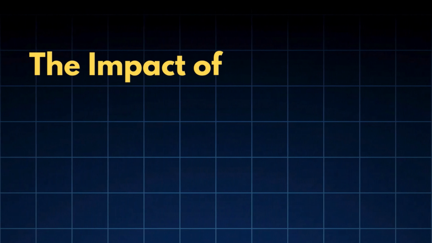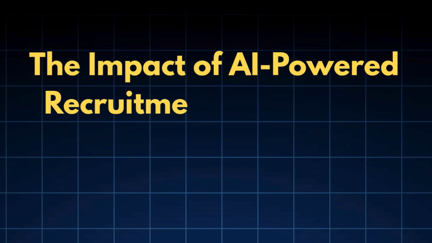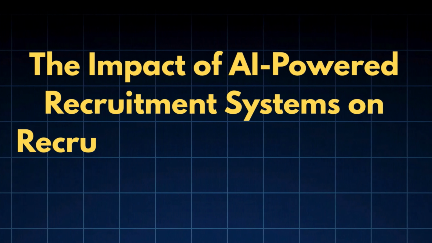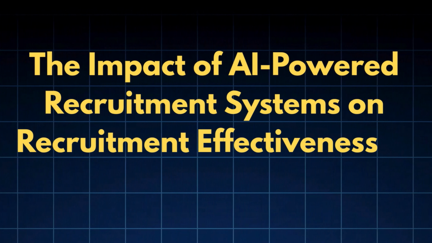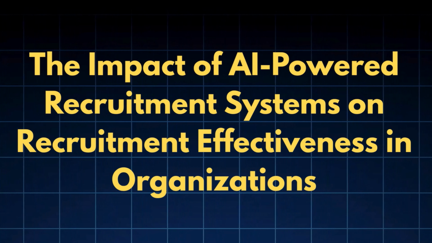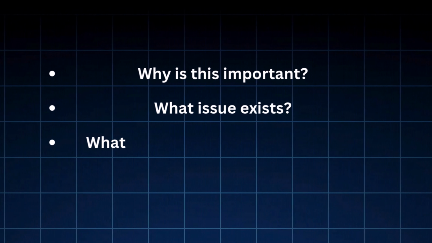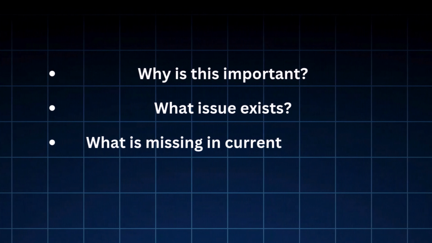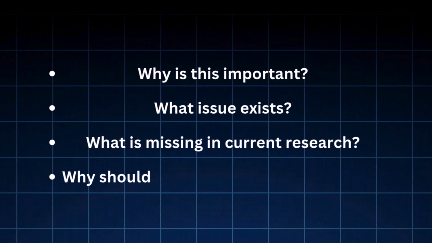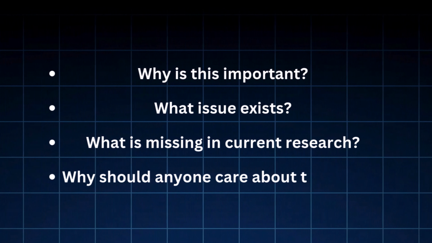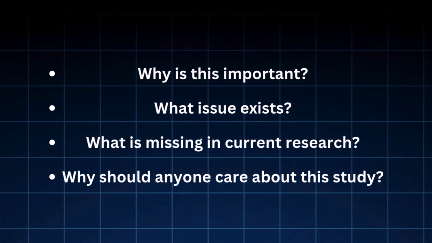If your topic is the impact of AI-powered recruitment systems on recruitment effectiveness in organizations, your research problem answers questions like, why is this important? What issue exists? What is missing in current research? Why should anyone care about this study? A strong research problem convinces readers that your research is worth doing.